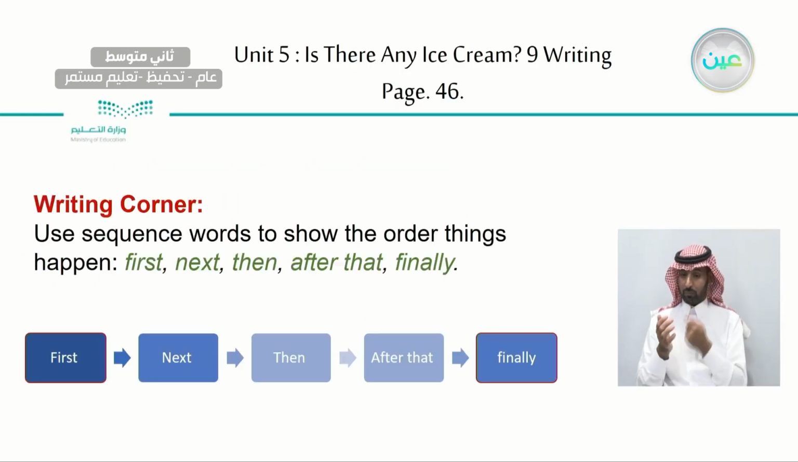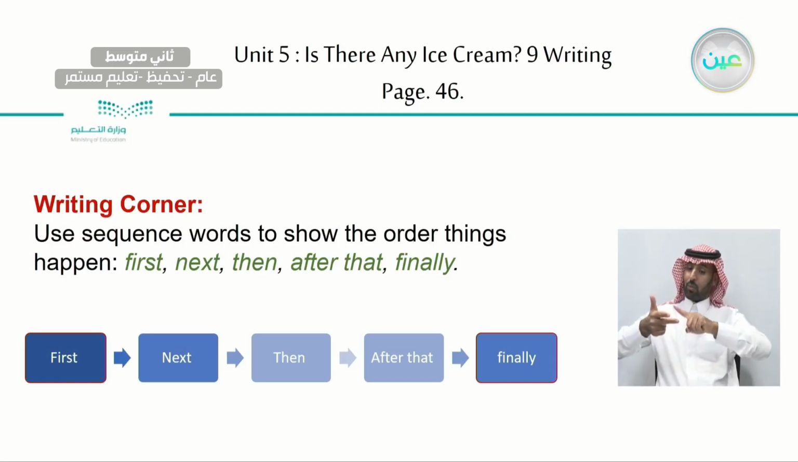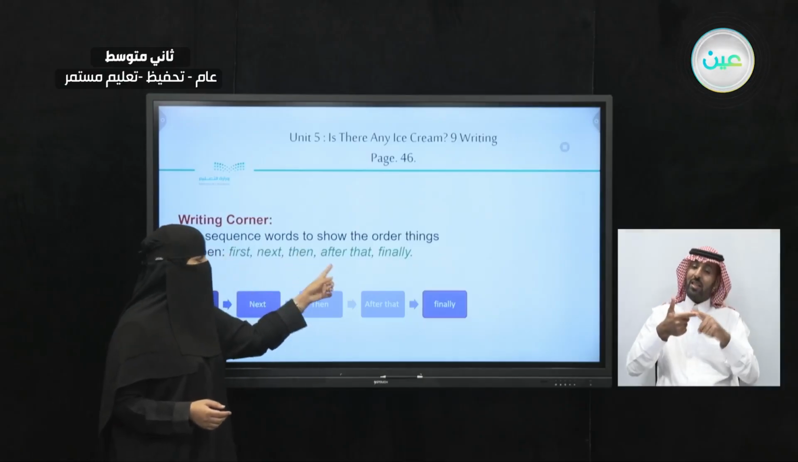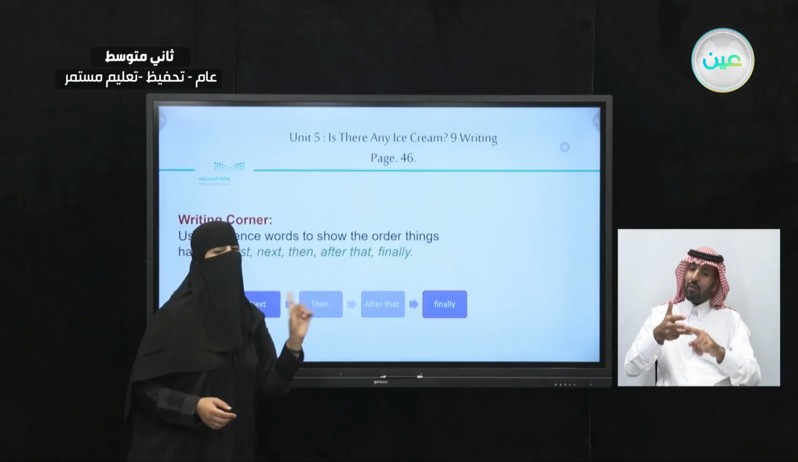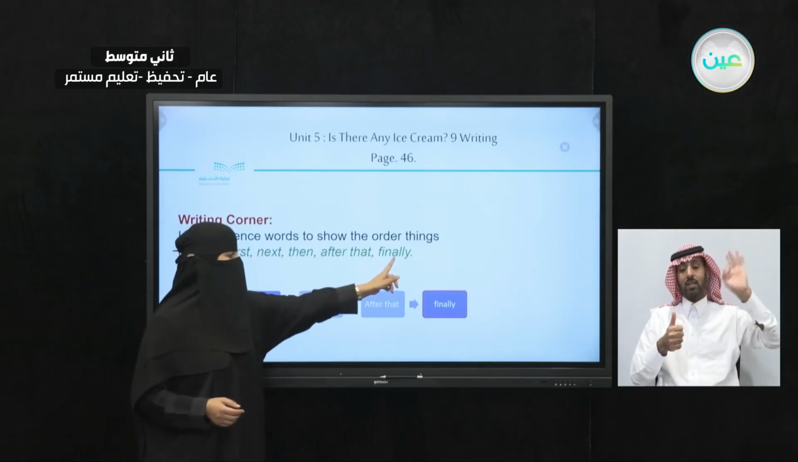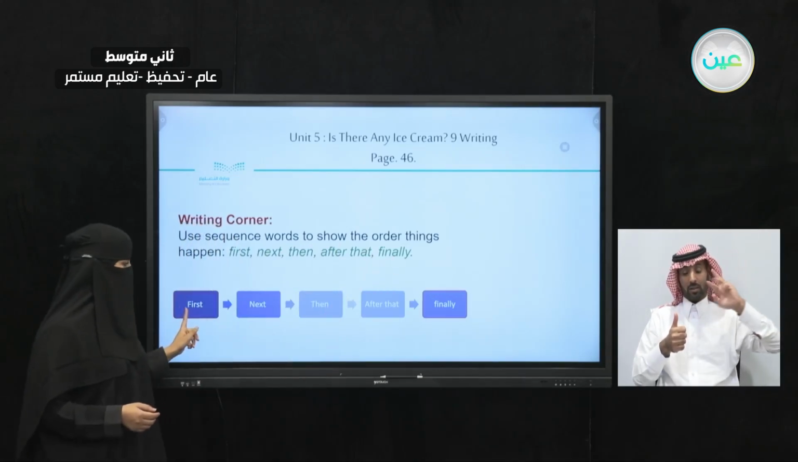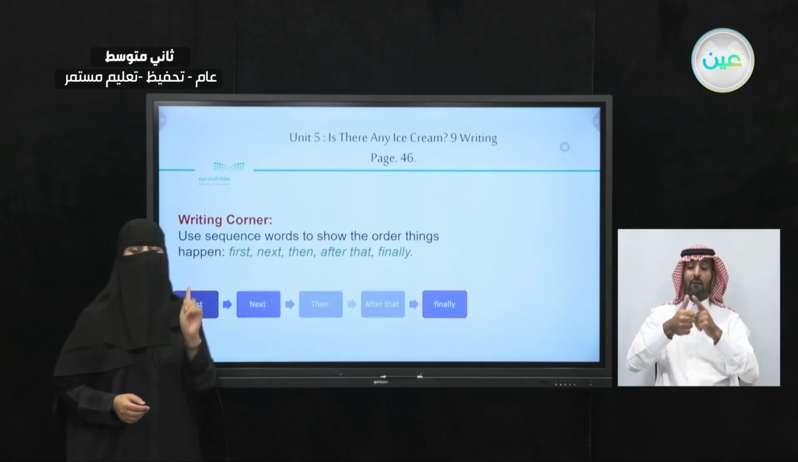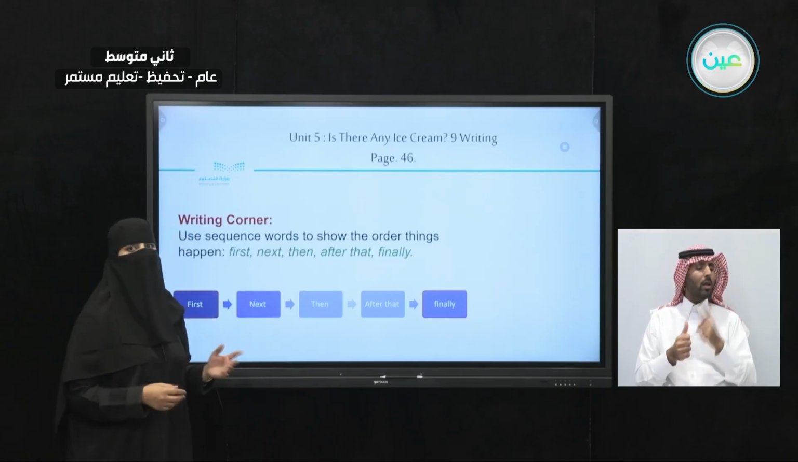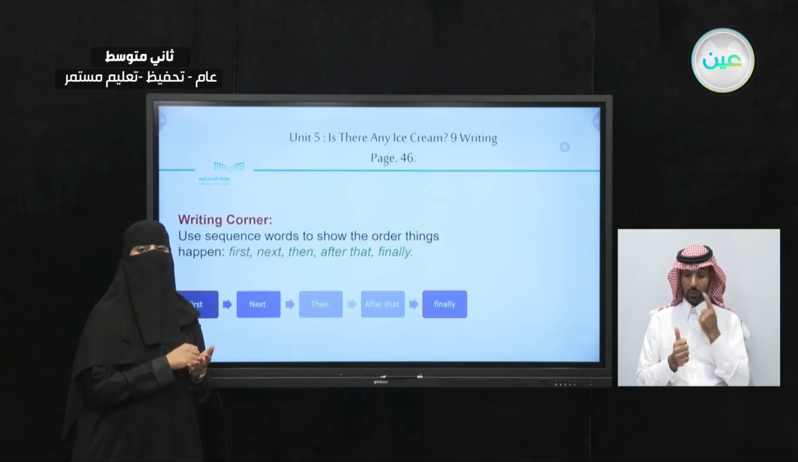So, use sequence words to show the order things happen. What are some of the sequence words we're going to use today? First, next, then, after that, and finally. But I want you to pay attention to the words first and finally. Look at the sequence here. First, that means it's the number one step. The first step you're going to do if you're writing a text, so you're going to say first.